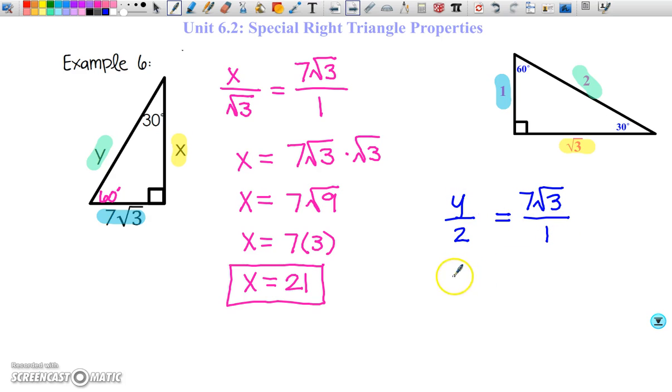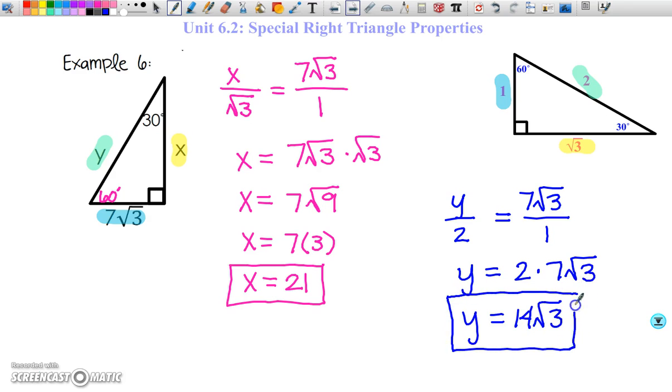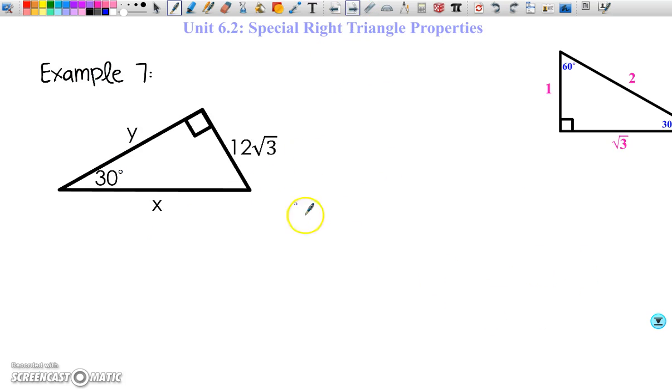So we do our cross multiplying to get y equals 2 times 7 times the square root of 3. Now this time, see how the 2 and 7 are outside of the square root? Those two are going to get multiplied, which gives you 14 times the square root of 3 as your answer. So anytime 2 numbers are underneath, they can get combined, and anytime 2 numbers are outside, they can be combined.